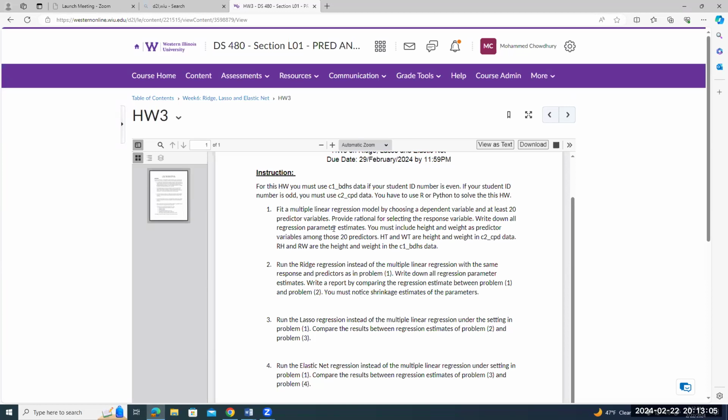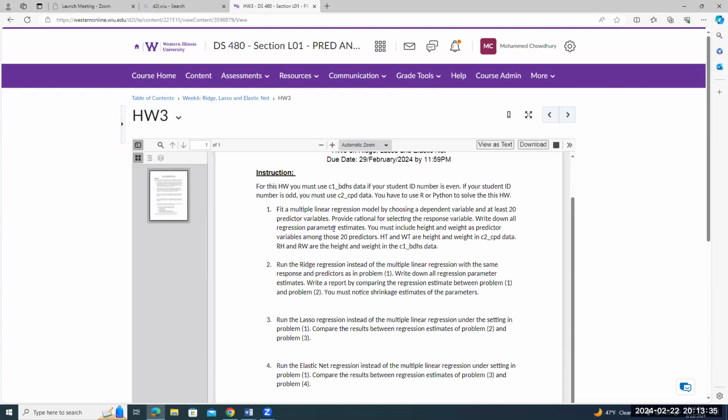So after running multiple linear regression, I found the following estimates. But when I run the same independent variables and dependent variable with ridge regression, I found that the 20 regression estimates got shrunk. Okay, I see the shrinkage of my estimates. That's the way you have to write. And most shrinkage is done among these three or five variables.